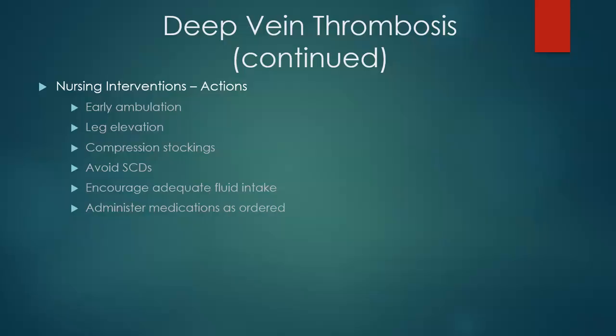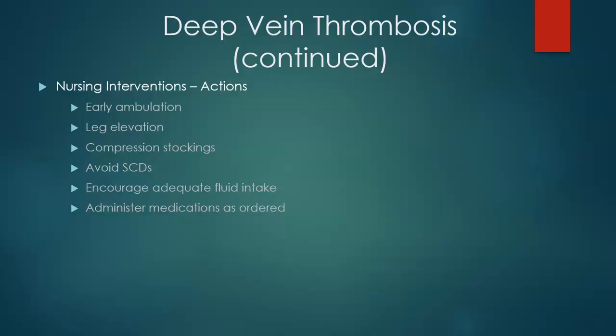So, with nursing interventions or actions, like I said earlier, early ambulation. Bed rest has been recommended in the past, but recent studies show that early ambulation does not result in more complications, and it's key to prevention. You're getting them up, you're getting them moving, you're getting that blood circulating. So they're not letting blood pool and putting them at a high risk for developing a clot.